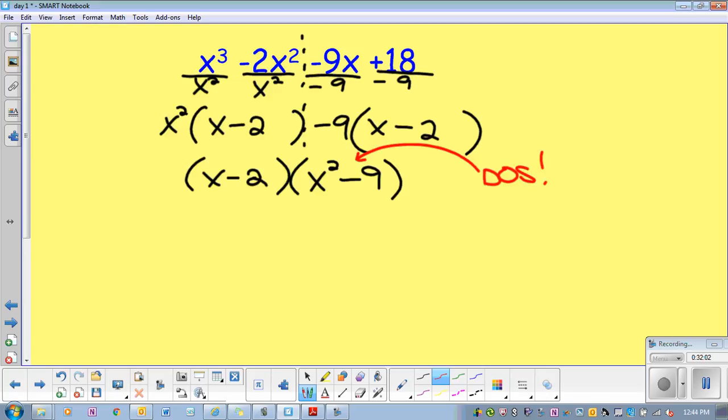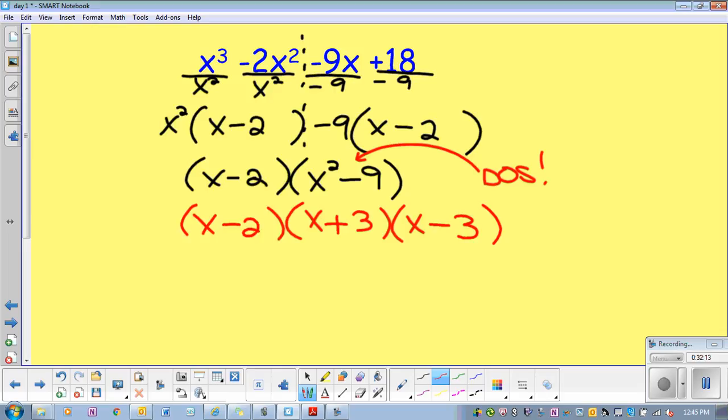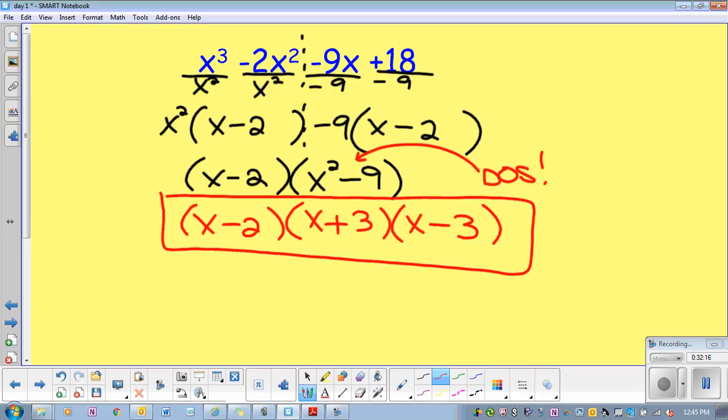X squared minus 9 is a difference of squares. So it is x plus and x minus 3. Don't forget to bring down your x minus 2. And guys, if you ever factor through and wonder, did I do a difference of squares when I needed to, or did I just make it up? Well, you can FOIL this. Just make sure you do 2 at a time and then multiply that with the other one. So it'll be like double distribute and then triple, so then you should get that.